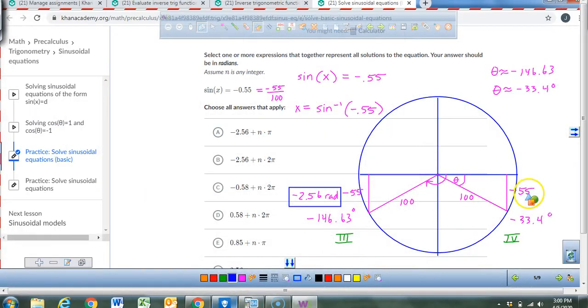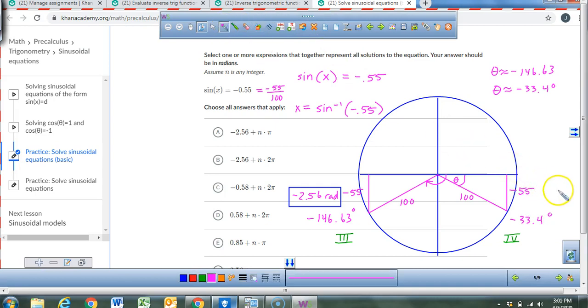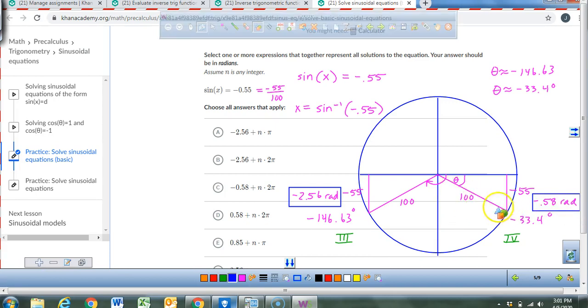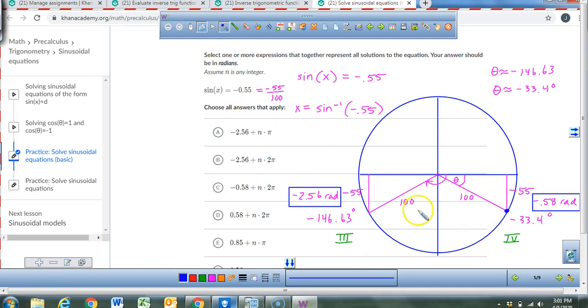I'll write it over here. Negative 0.58 radians. And that helps me get to this point right here. And negative 2.56 radians gets me right there. That's theta from here to there, negative 2.56 radians. Now all we have to do to each of these is simply add 2 pi times n.